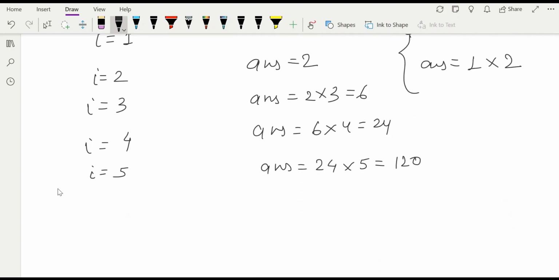And after the loop is over, i is equal to 5, the loop breaks and we are simply printing the answer value which at last stores the value 120. So 120 will be the factorial value for 5. So this is our answer.